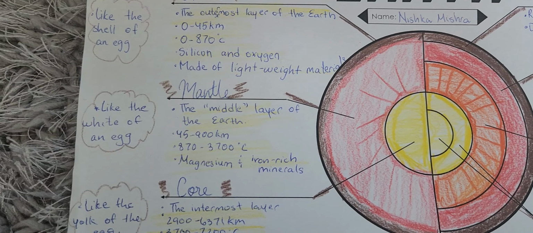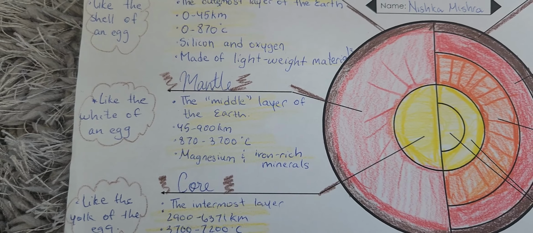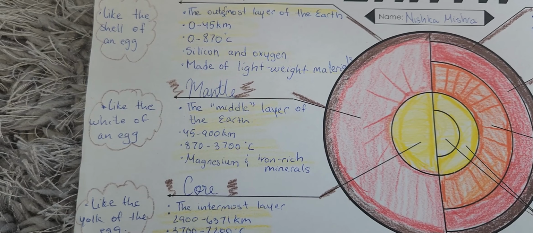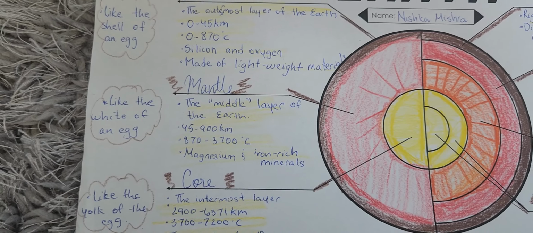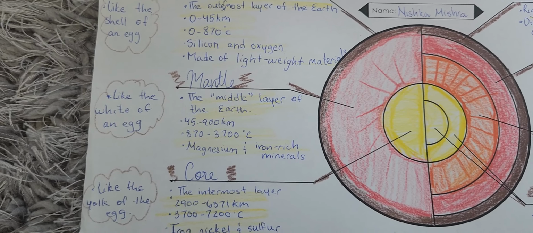If you can see where the arrow is pointing, it's like the flesh or the middle of the Earth or of the circle, or it's like the white of an egg.